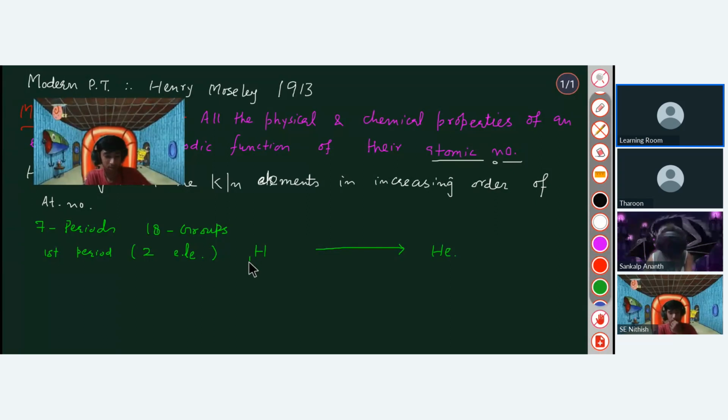Hydrogen's atomic number is 1, helium's atomic number is 2. So there are only 2 elements in the first period, and this first period is known as the very short period. So you will remember that it's known as very short period.